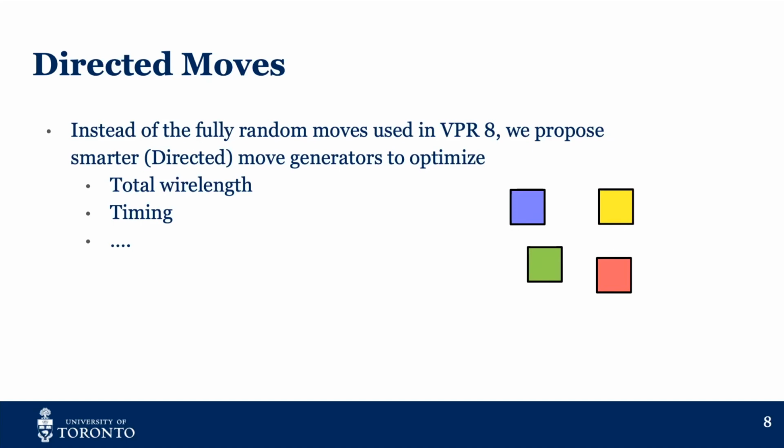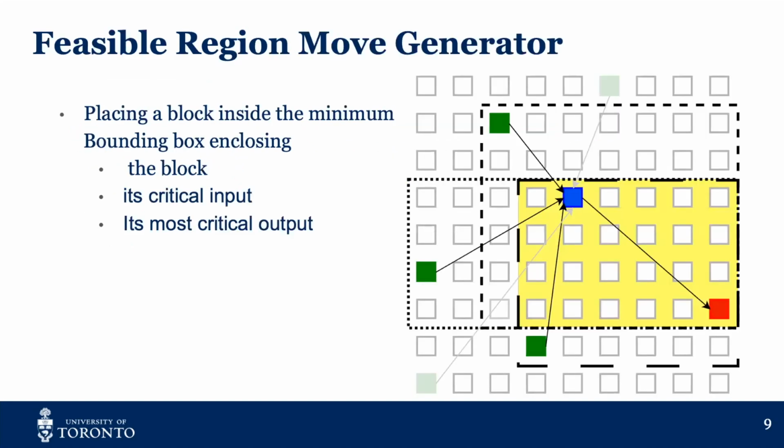So we implemented multiple directed moves trying to optimize wire length, timing, or even both timing and wire length simultaneously. One example of the moves that we proposed and implemented in VPR is the feasible region move. In this example, we are trying to move the blue block here, which is connected to multiple inputs, the green blocks. Some of them are timing critical, which is the dark green, and it's also connected to one output, which is the red block here.